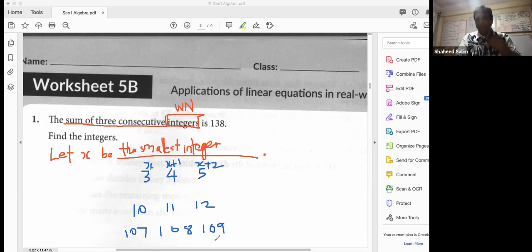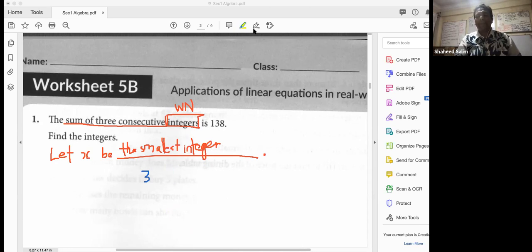So I hope you get it. So what are the three integers? You can write something like this. I'm now going to erase this part here. So you can use this. I'm going to show you step by step. So you must be very, very clear. Okay, this is smallest integer.